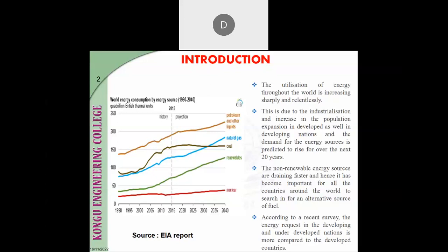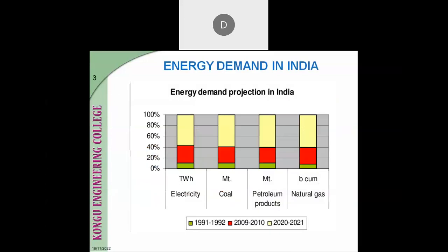Okay, because here, I think normally the usage of energy is optimized in the developed countries. So that is the reason for this. And of course, this is the demand in India. This shows the energy demand in the year, which may be met by electricity, coal, and also petroleum products and natural gas. Okay, this shows the energy demand projection in India.